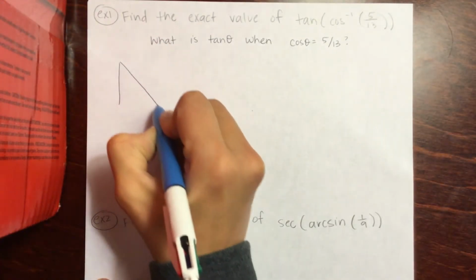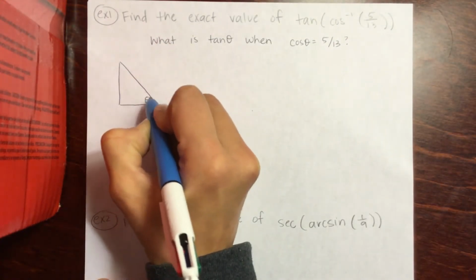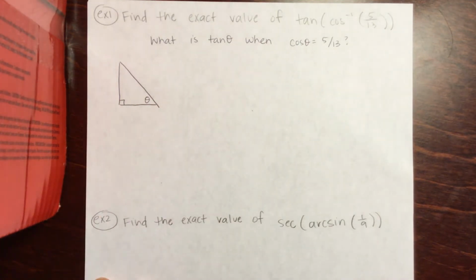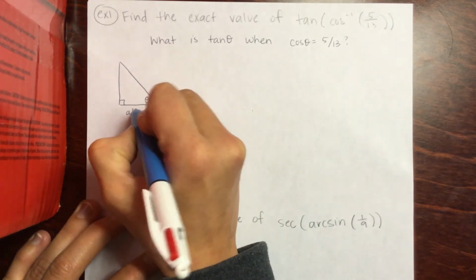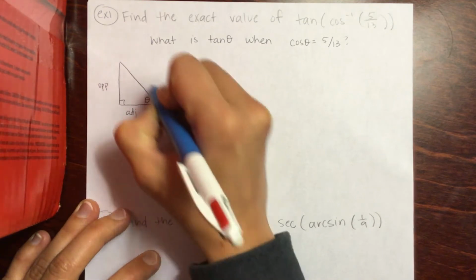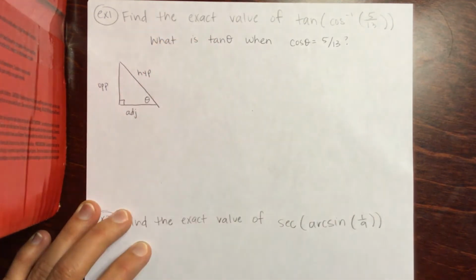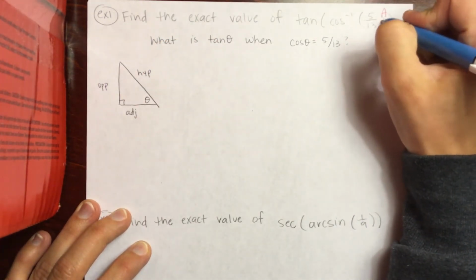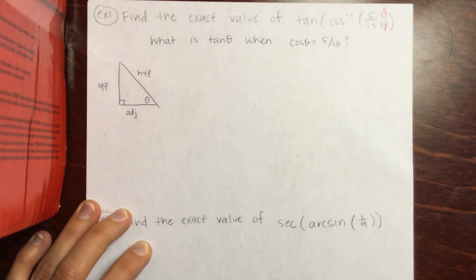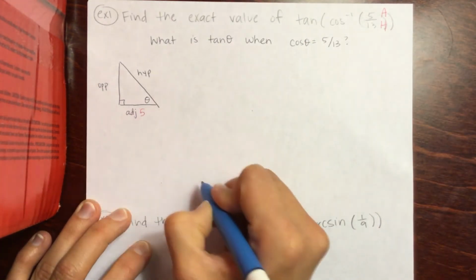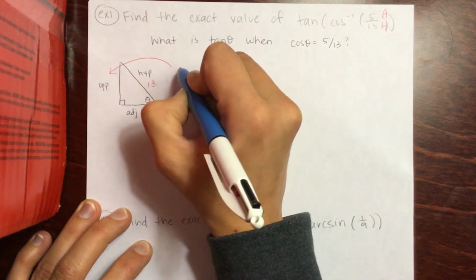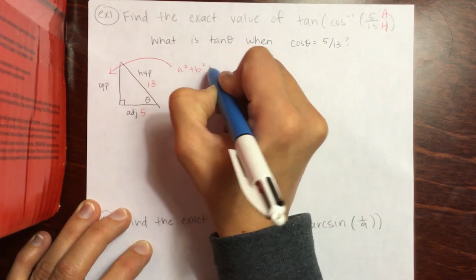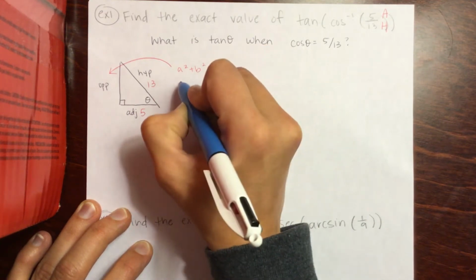So let's draw a triangle. You can orient it however you want to, and you can put theta wherever you want to. Out of habit, I just always put it in that bottom corner. So that means this is the adjacent side, and this is the opposite side since it's across from it, and this is my hypotenuse. Cosine is the adjacent over hypotenuse fraction. So they are telling me that the adjacent side is 5 and the hypotenuse is 13. I need to find the opposite side using the Pythagorean theorem. You should be able to do this by now.